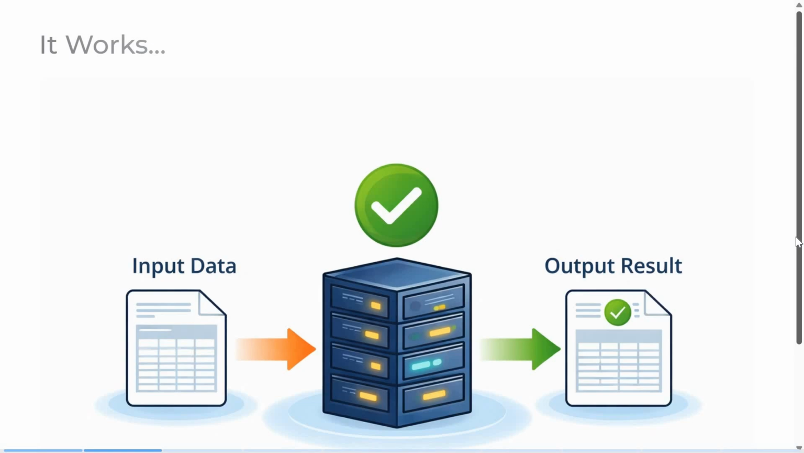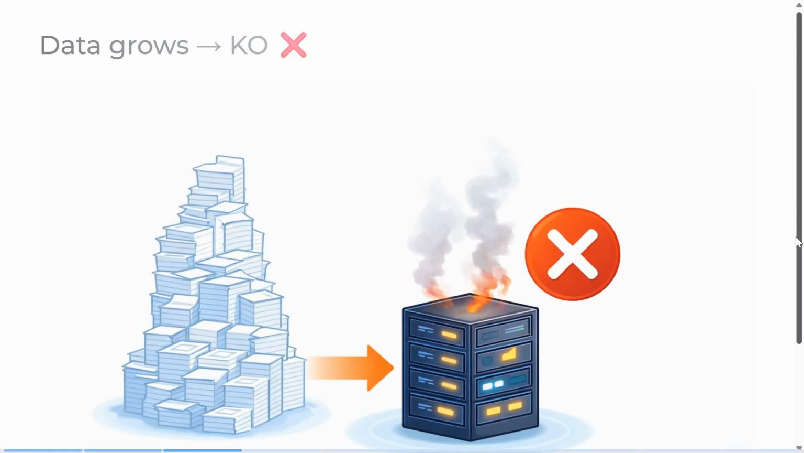But what happens when the data keeps growing? You have more rows, more files, more complexity. So the machine starts to struggle. Memory fills up and CPU is overloaded. And at some point, one machine is simply not enough.